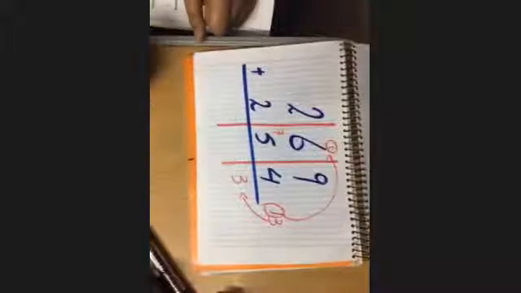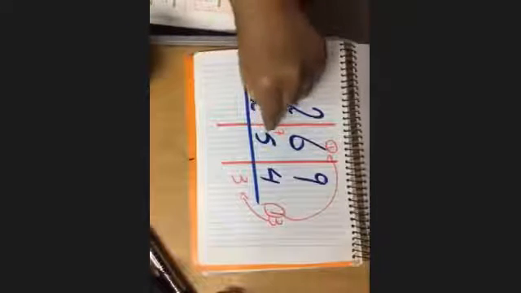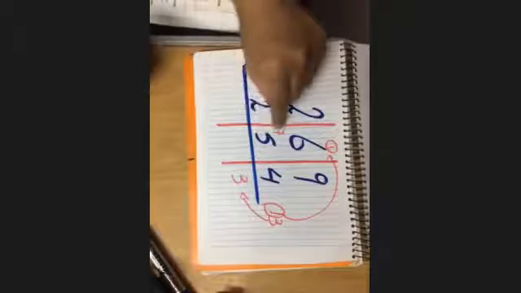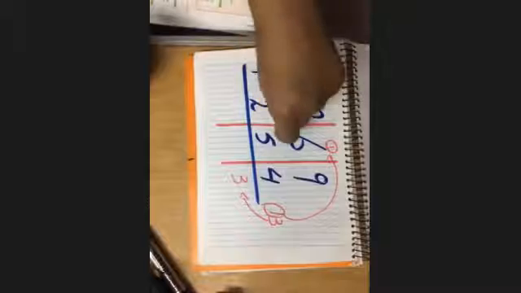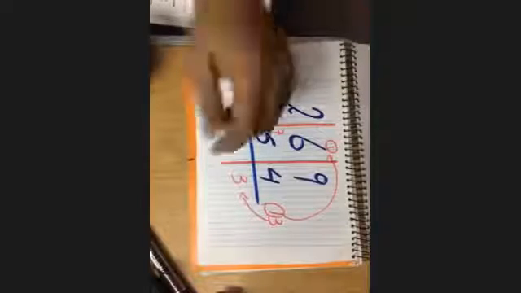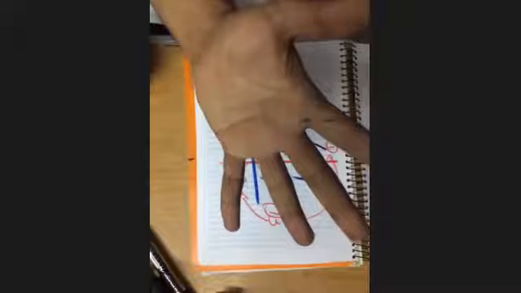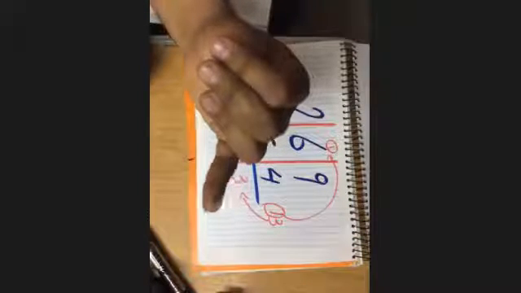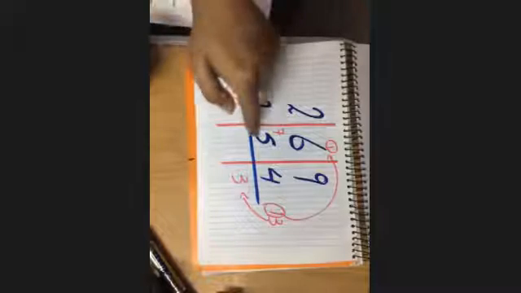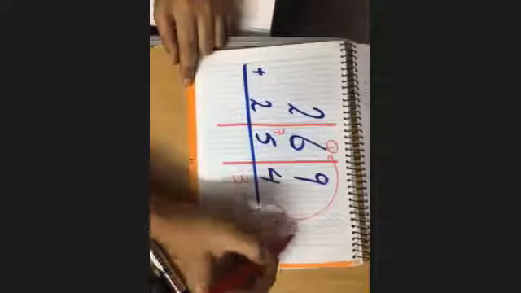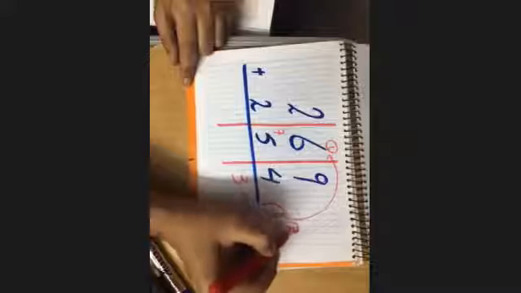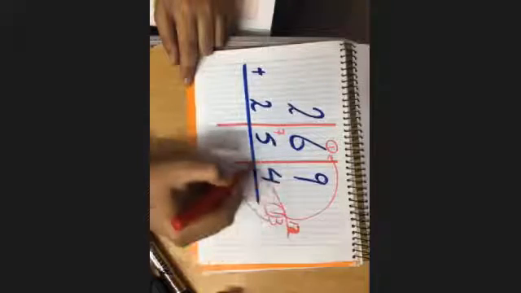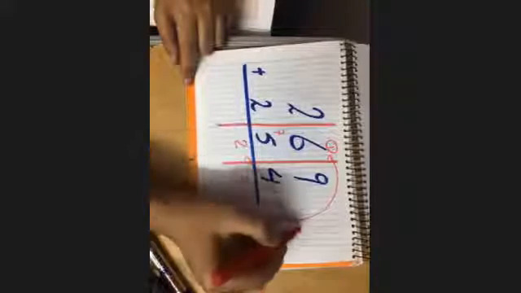Write small 7. 7 and 5, or 5 and 7, the same. 7 plus 5, take 7 in my head and 5 in my hand. After 7, 8, 9, 10, 11, 12. So 7 plus 5 equals 12. Write it up. Take 2, put it here, and make carry 1.